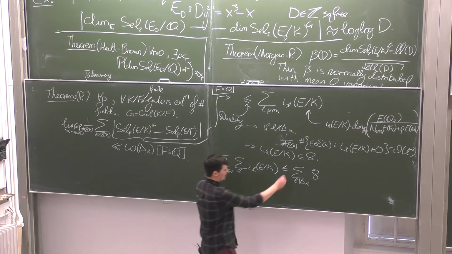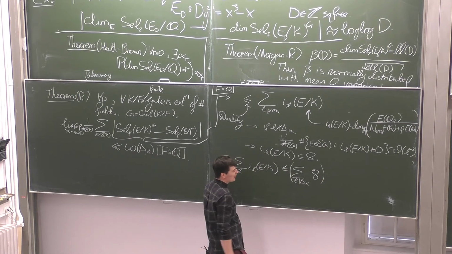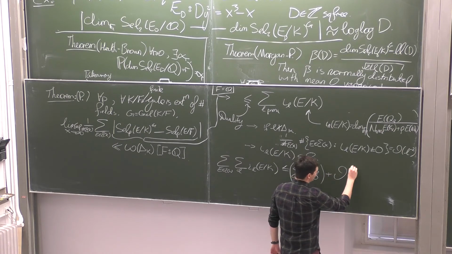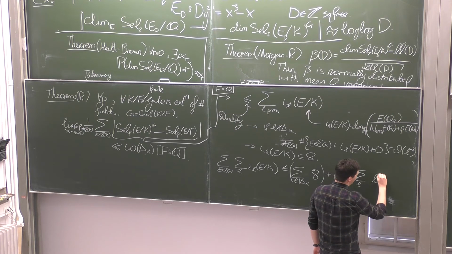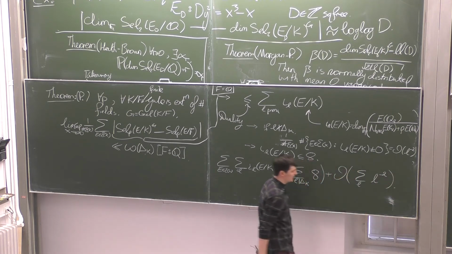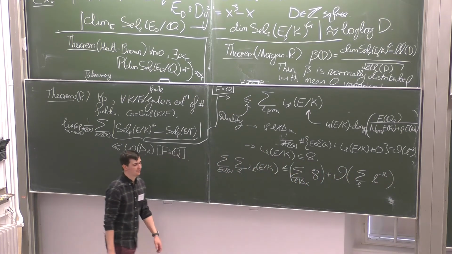Yes, so this thing, you're sort of picking up some information at the ramified primes, and then something of order sum over all primes L to the minus 2, which is, of course, constant.